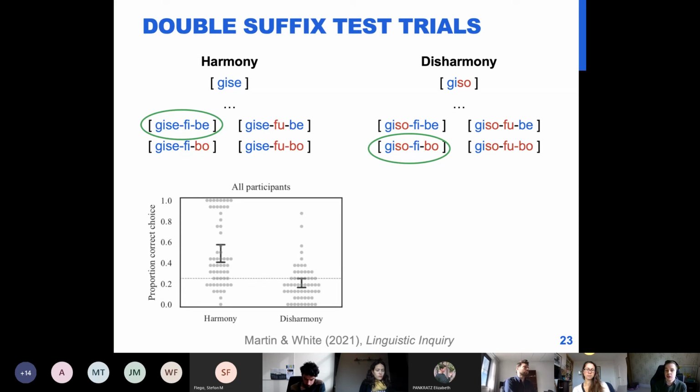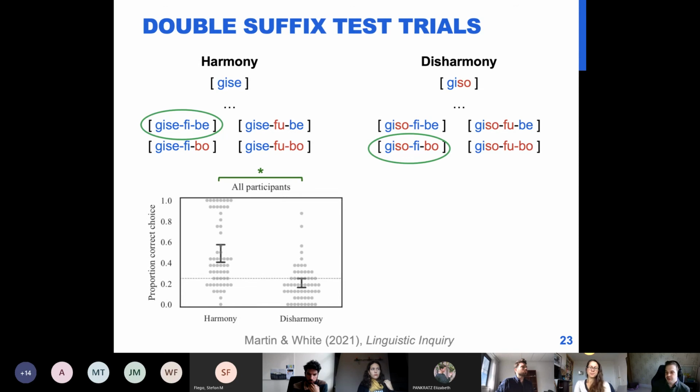So you can see here, now we get this interesting difference between harmony and disharmony. You can see for the harmony language, people do consistently choose, or are more likely to choose, this harmonic pattern. For the disharmony language, we see that people don't really go for this alternating pattern. In fact, they're worse than chance at this, so they actually prefer some other pattern. And so that's a difference.